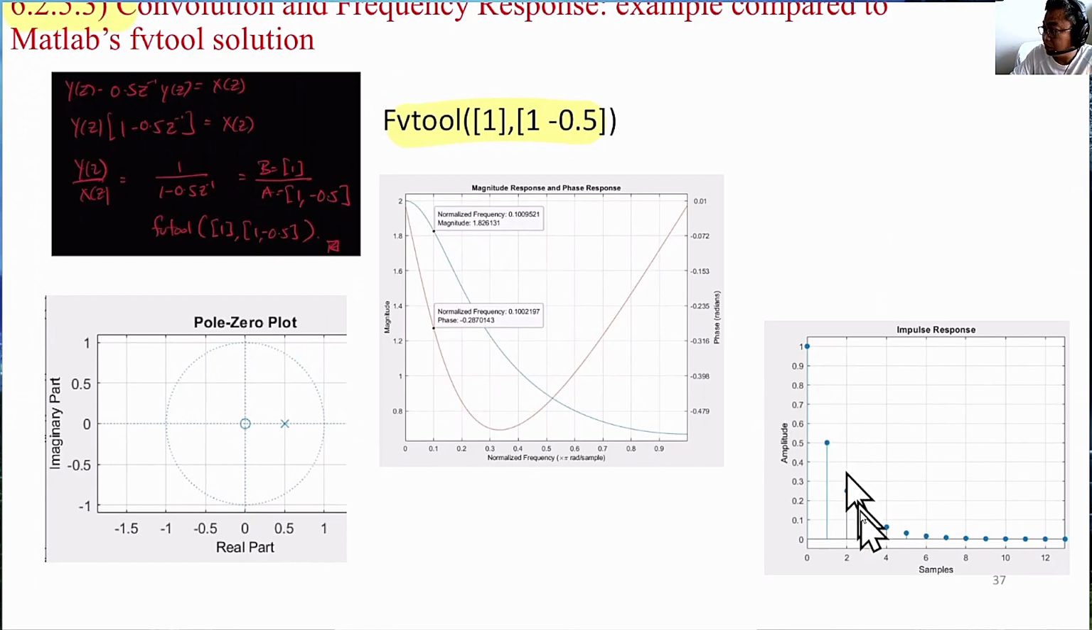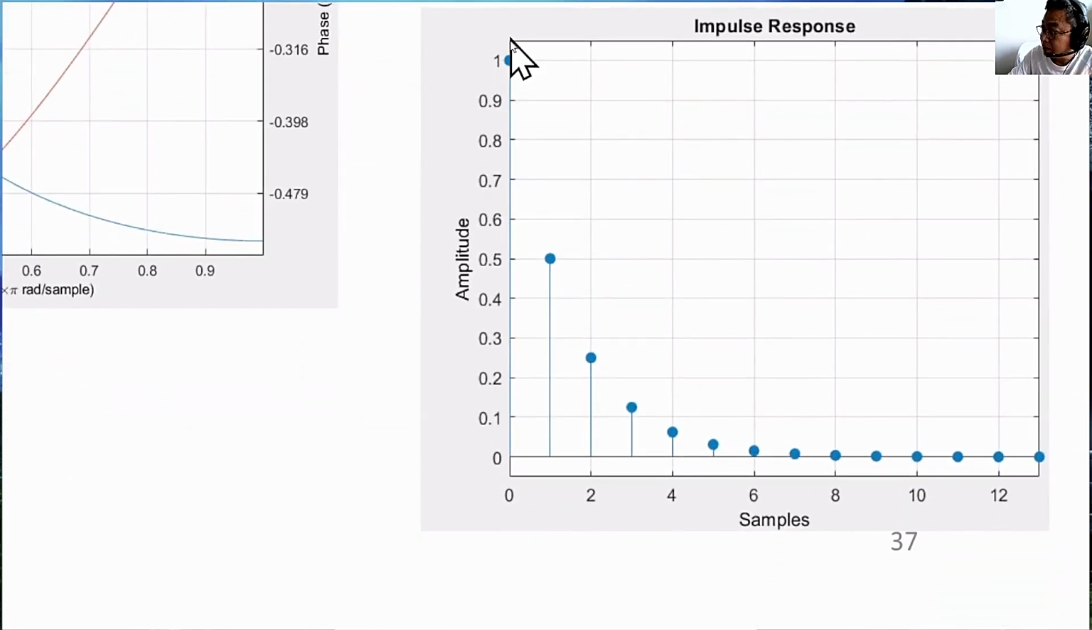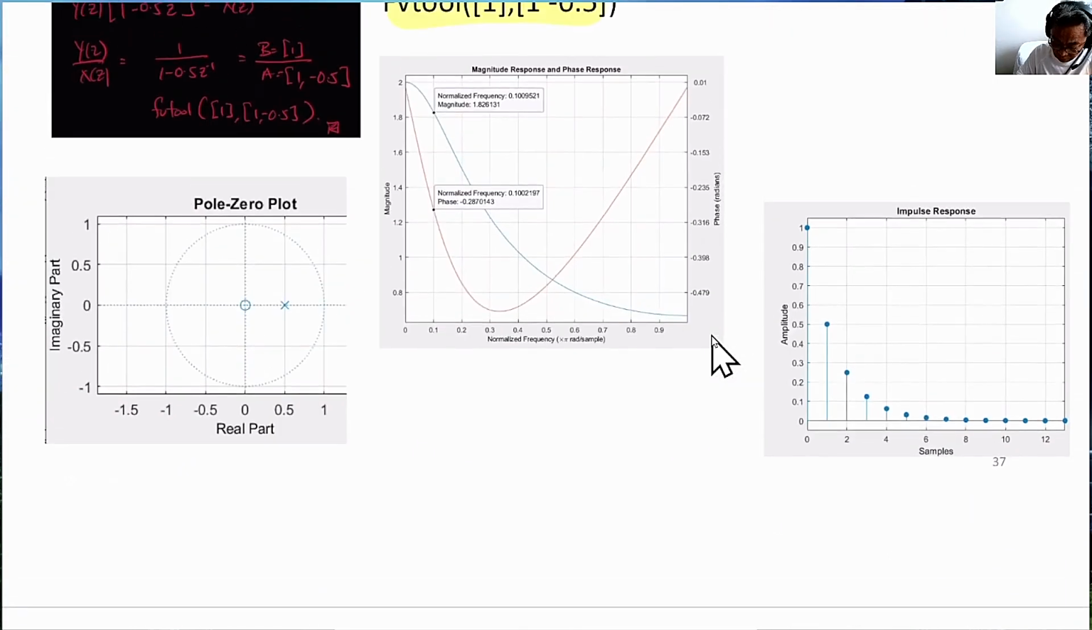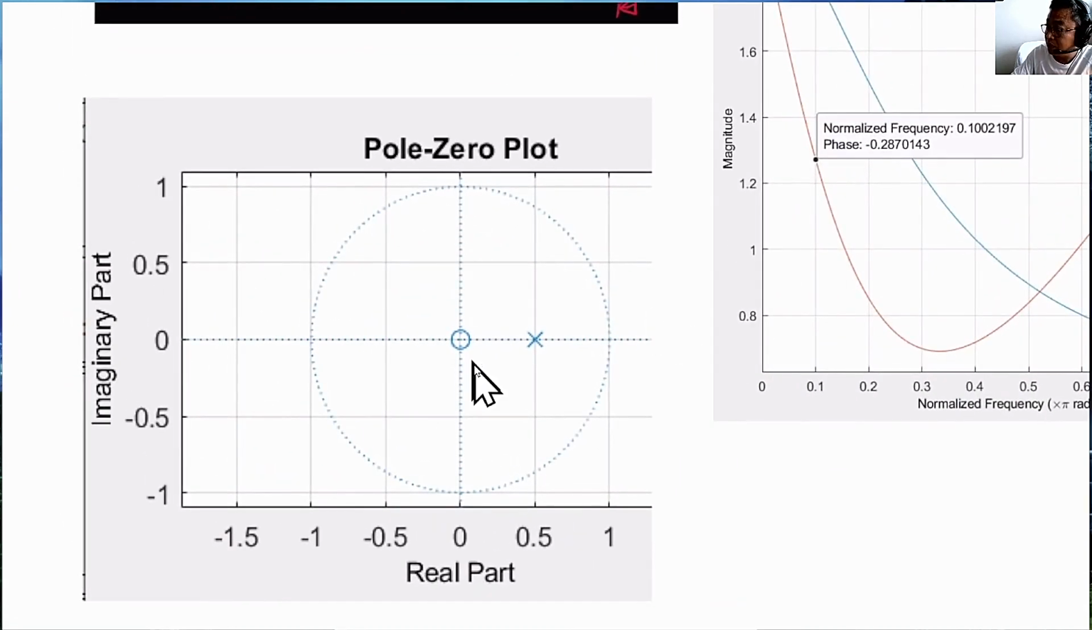If you are interested in plotting the impulse response, you can hit the button on the impulse and you generate the impulse response. Notice that this is IIR because it goes to infinity, although it looks like 0, it's just very small. And you can also generate the poles and zeros. It shows that the pole is inside the unit circle, therefore the system is stable.